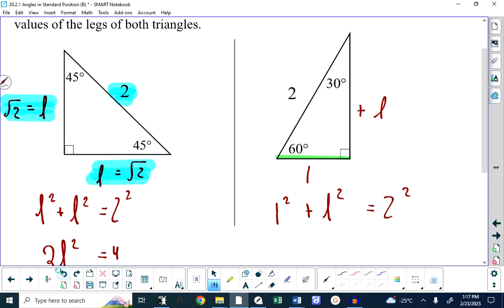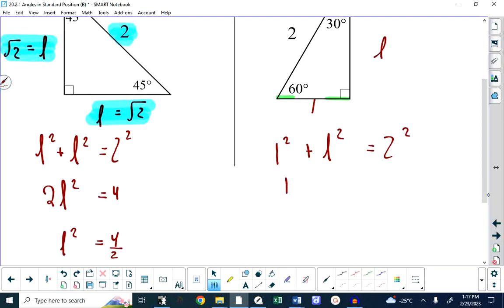I'm choosing to use L. I'm not sure why I wrote plus L there. You can use L for the length there. It's a different L. So we have 1 squared, which is a short side of the triangle, plus L squared, which is the other short side, equals 2 squared. We end up with 1 plus L squared equals 4. So L squared equals 3. L equals root 3. Okay.